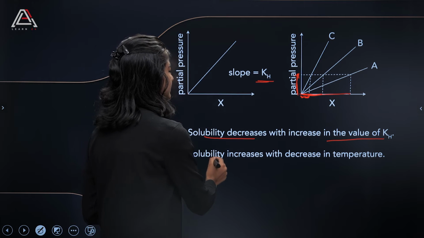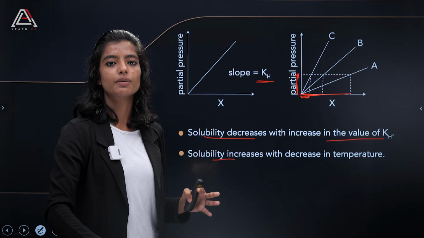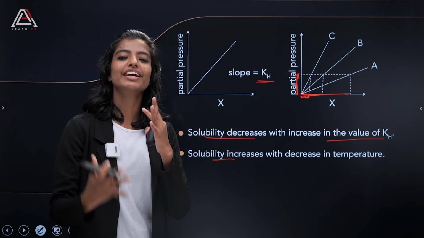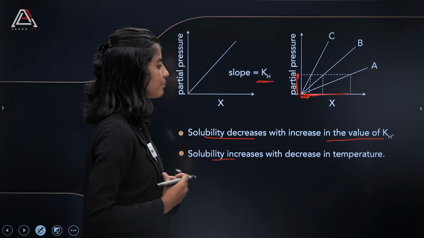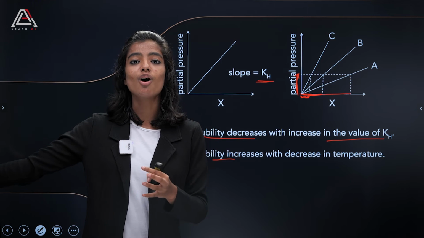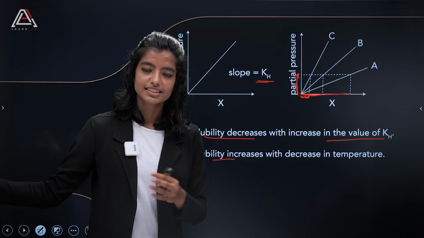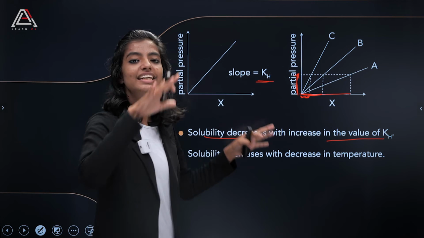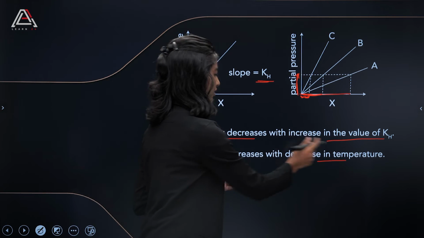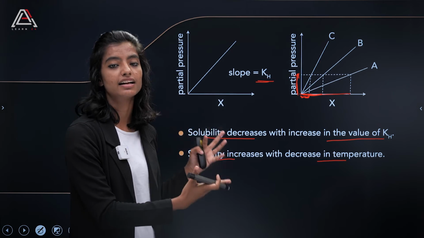Next point is that solubility increases with a decrease in temperature. I will give you a point to remember that. Now, we all drink these soft drinks, right? We always keep these soft drinks in the cold condition. So, the solubility increases with the decrease in temperature. If we decrease the temperature, solubility increases. This is the solubility and Henry's law.